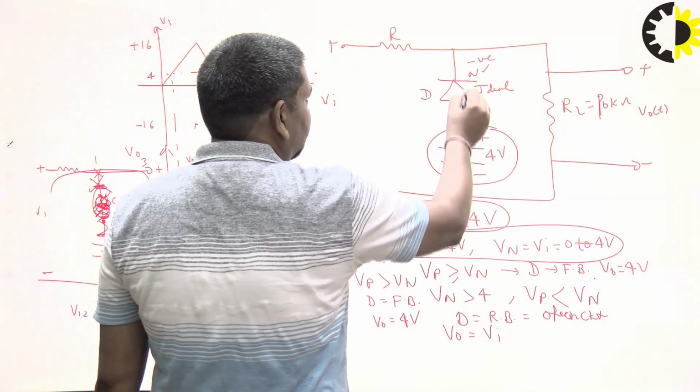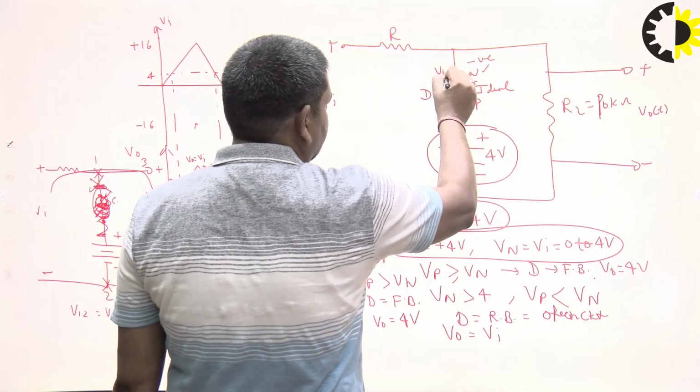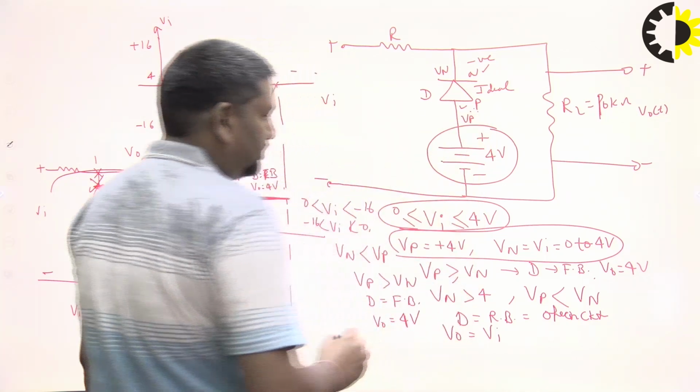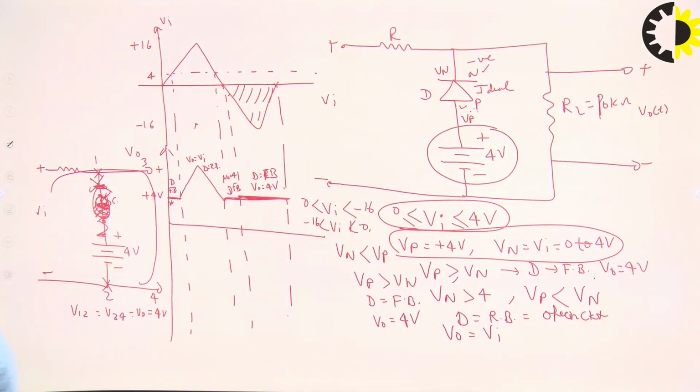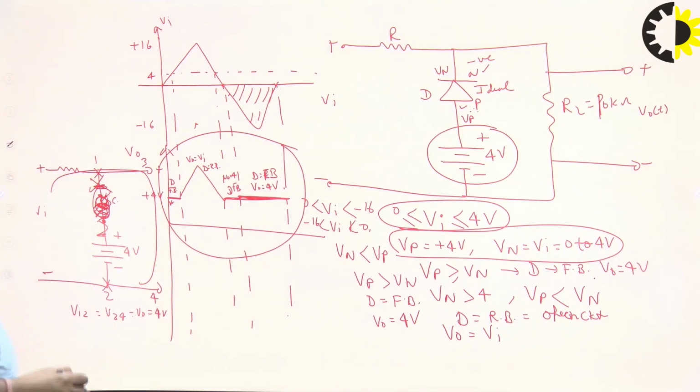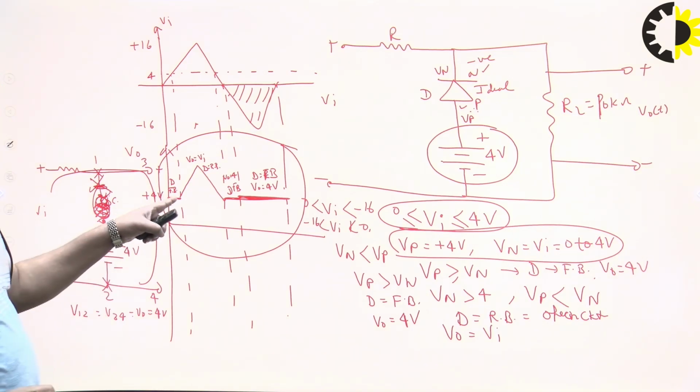This is P terminal, this is N terminal, voltage across N terminal is Vn, voltage across P terminal is Vp. So this question is easily calculated. This is the output of that particular clipper circuit. In that particular region, 0 to 4, the diode should be forward biased, and the output should be 4 volt.